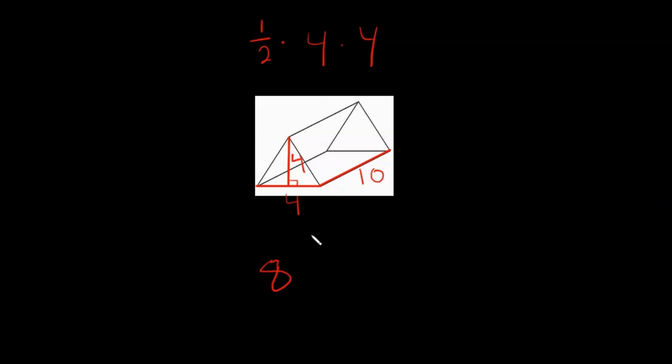And then what we're going to do is multiply the area of this face times the length here. So 10 times 8. This is going to be 80. Sorry, that is going to be 80. And since we're trying to find the volume, this is in 3 dimensions, so we can write units cubed, or we could write cubic units, but either way, the volume is 80 cubic units.